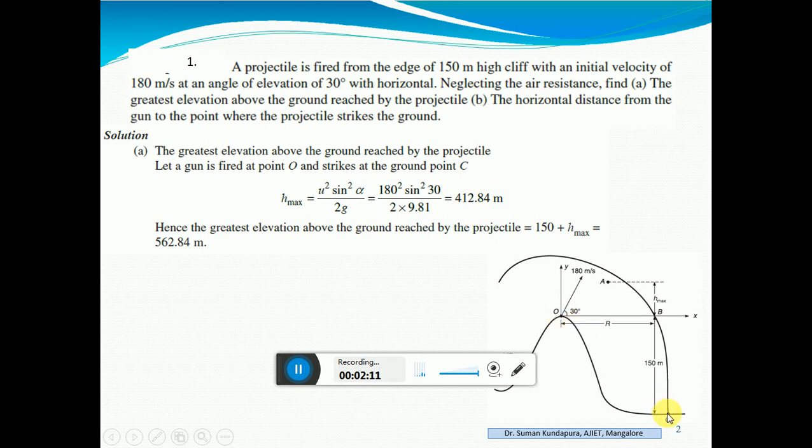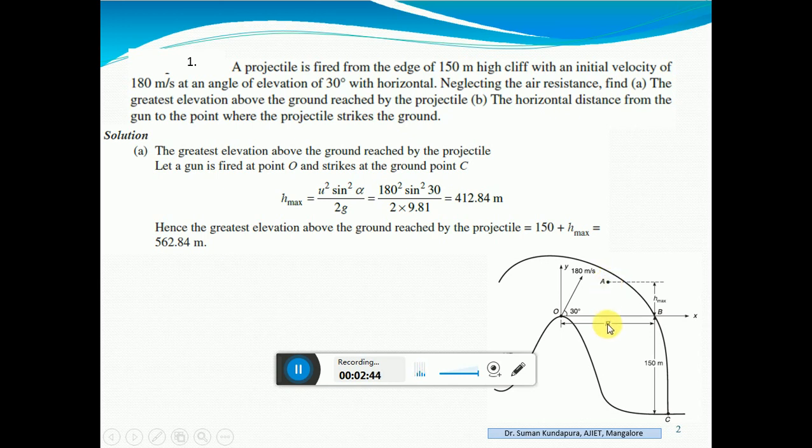When they say ground, please understand that the person who has fired the gun is standing on the cliff, and the ground is 150 meters below. So if I take this as the horizontal x-axis, 150 meters below that is the target point C, and let me name the highest point the gunshot would have reached as A, which is at H max distance.